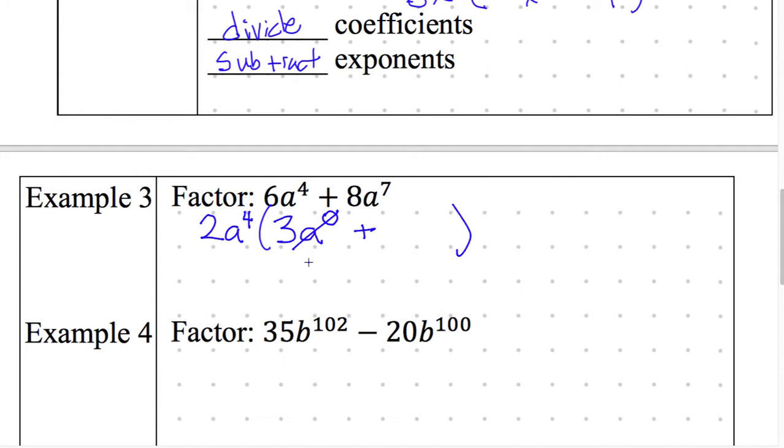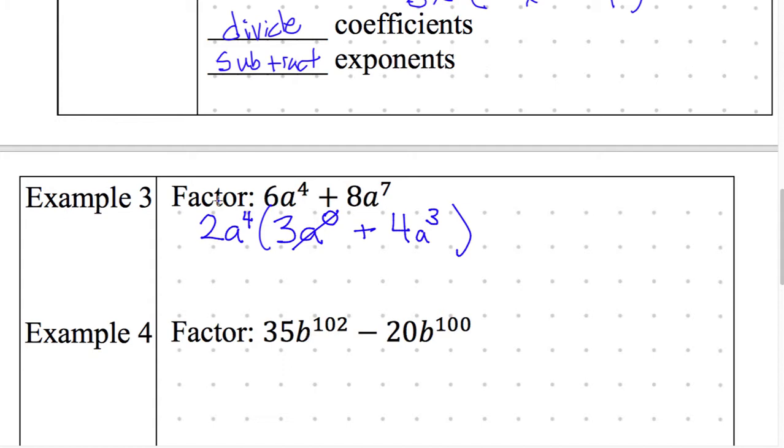(8a to the 7th) divided by 2a to the 4, because I factored out that 2a to the power of 4. Who has this for us? India, go for it. There it is, 4a to the power of 3. Thank you, India.